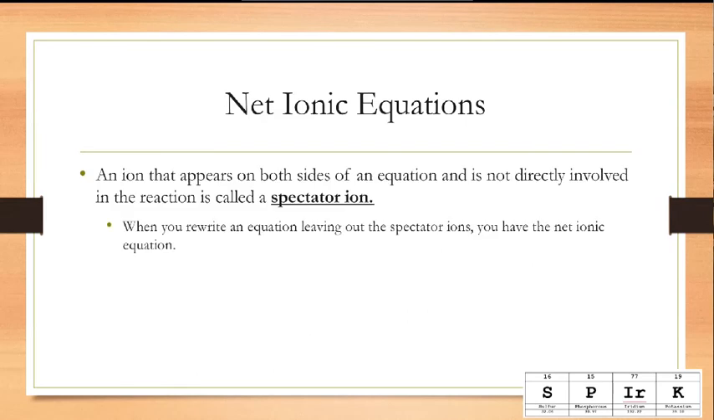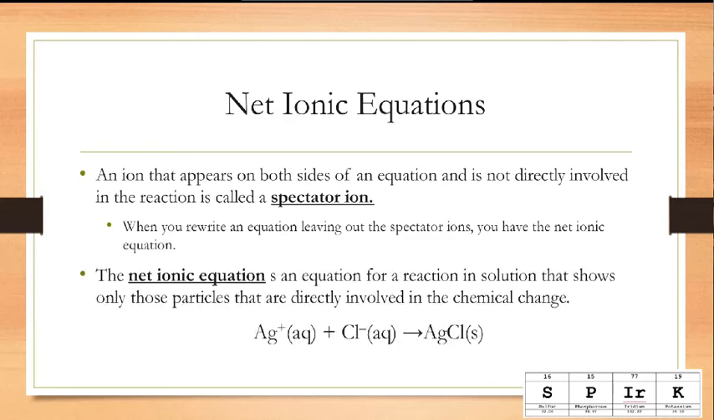An ion that appears on both sides of an equation and is not directly involved in the reaction is called a spectator ion. When you rewrite an equation leaving out the spectator ions, you have the net ionic equation. The net ionic equation is an equation for a reaction in solution that shows only those particles that are directly involved in the chemical change. So like on the last slide, we were able to cross out the nitrate ions and the sodium ions because this is where our chemical change occurred. So we were just left with Ag+ plus Cl- yields AgCl solid.